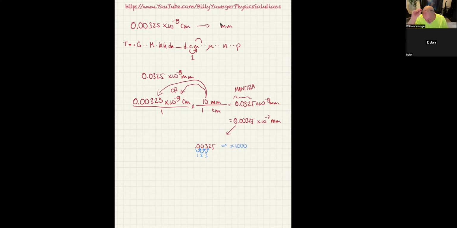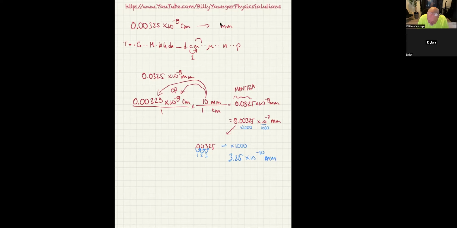Okay. So if you want to multiply the mantissa by 1,000, then you got to divide the power by 1,000. So we could say times 1,000 and then divided by 1,000, and you get 3.25 times 10 to the negative 10 millimeters.